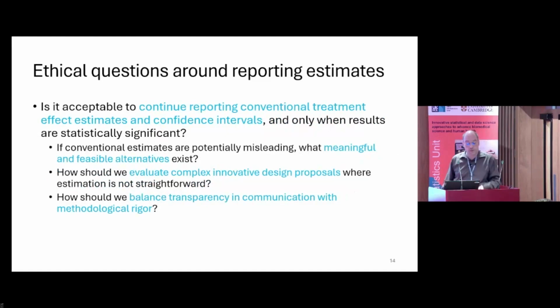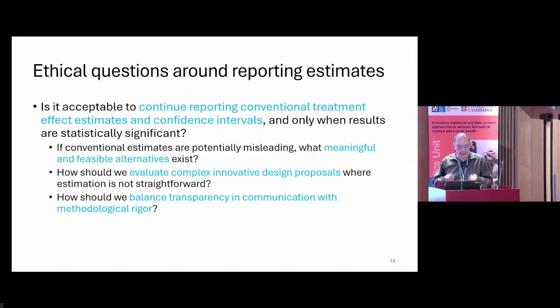Now, if we agree that conventional estimates are potentially misleading, what would be meaningful and feasible alternatives? How, in particular, should we evaluate complex innovative design proposals where estimation is not straightforward? Or in other words, and I think David White had this question in the morning, at least related: if I have a design proposal which addresses a relevant clinical question, it's foolproof with respect to type 1 error rate and other important considerations. However, the interpretation of the estimates is unclear at best, or maybe even misleading. Could the proposal for such a design even be rejected because of that?